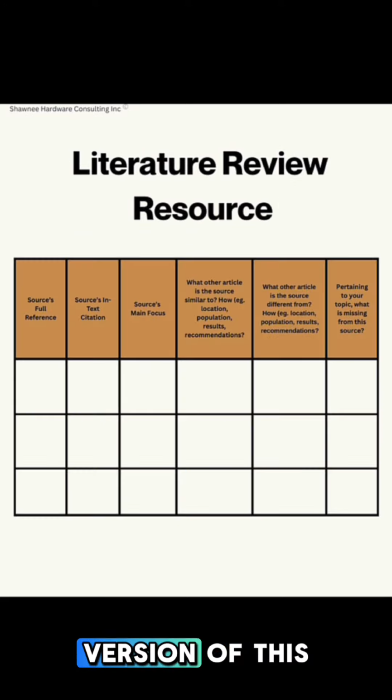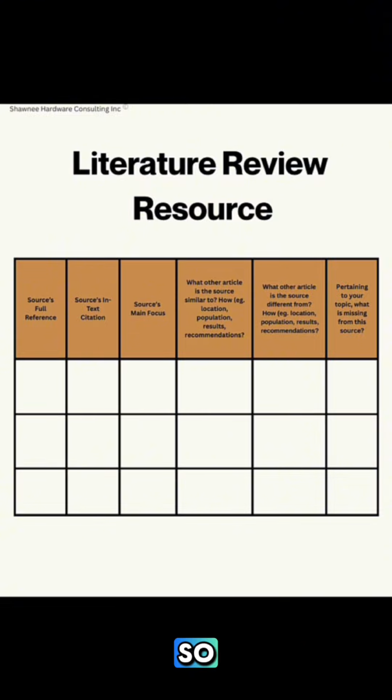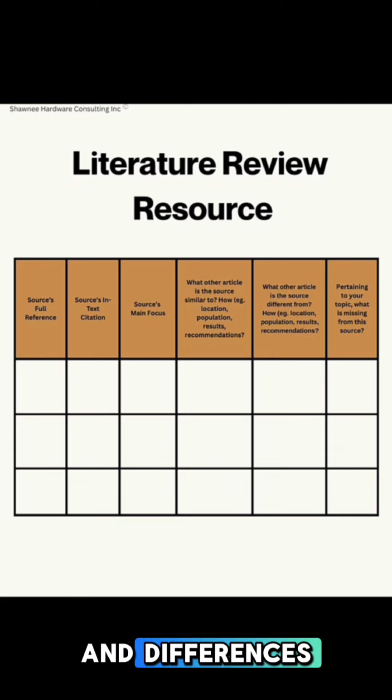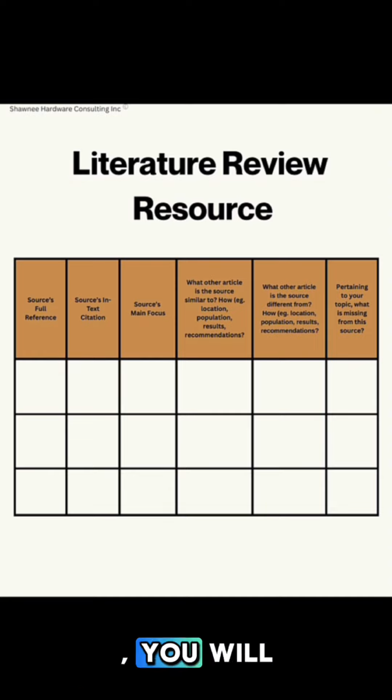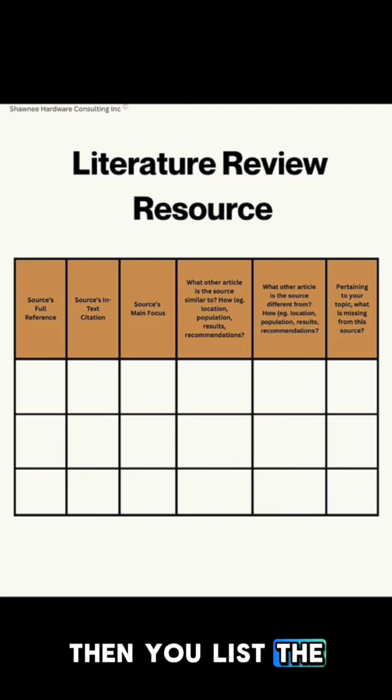I normally share a version of this table with my students. So it's a very simple table that helps them to identify the similarities and differences as well as the gaps in the literature that they have selected. In the first column, you'll put your source's full reference, and this will help you when you are doing your reference list. Then you list the in-text citation for the source.